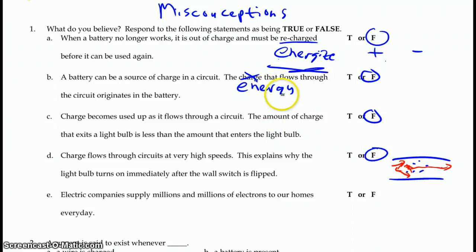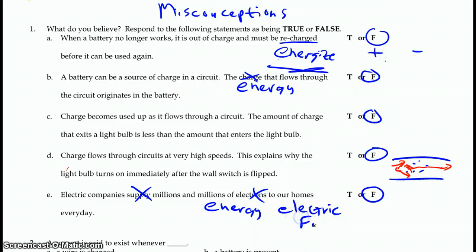And letter E goes right back to the idea of B, where we said the battery provided the charge. Again, it's false. It's not the electric company that creates or sends us the electrons. Okay, they don't supply the electrons. They supply the energy that creates the electric field. The electrons are already there in our homes. They're in the wires of our homes. They're in our light bulbs. They're in our motors, whatever it is we're going to turn on. The electric company provides the energy that makes them move.